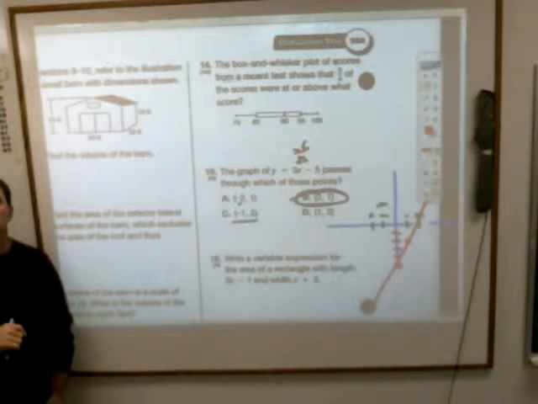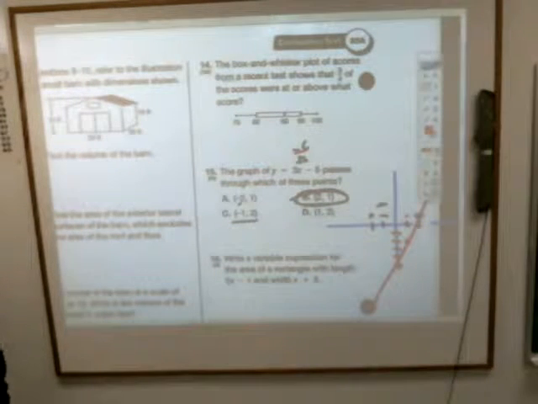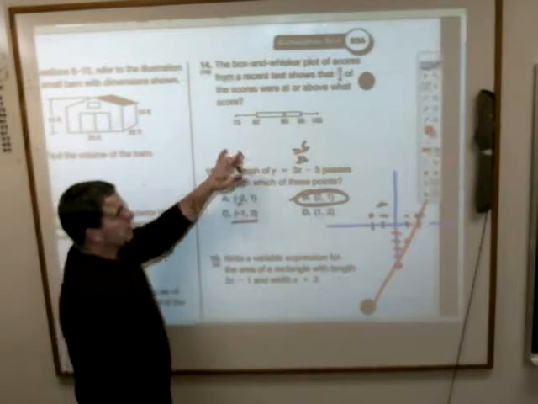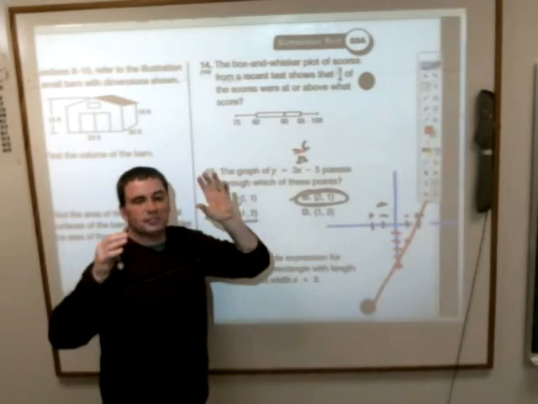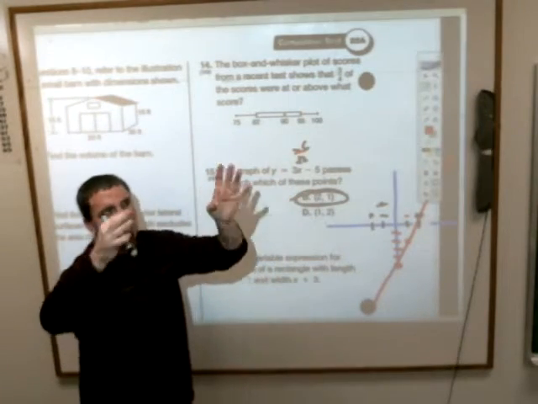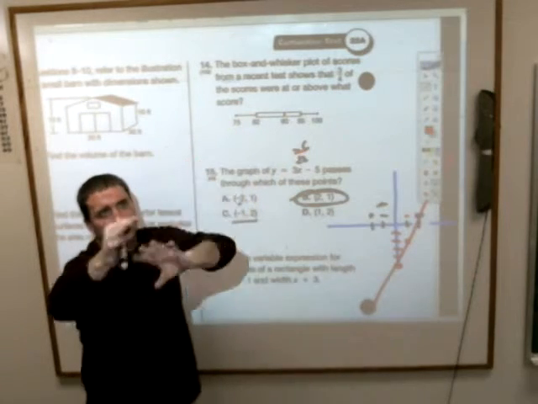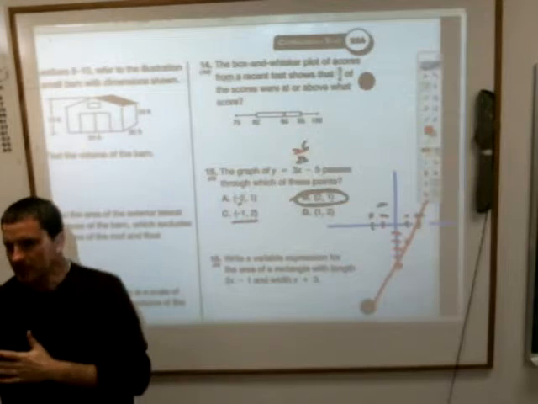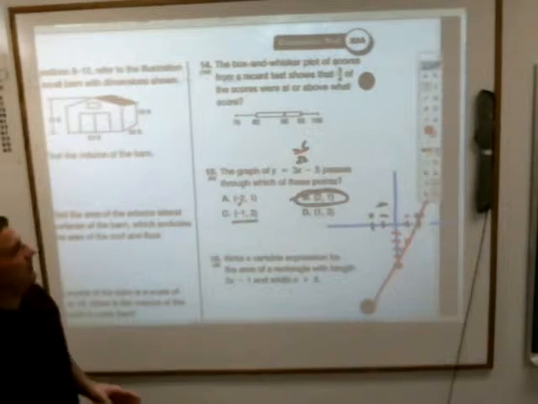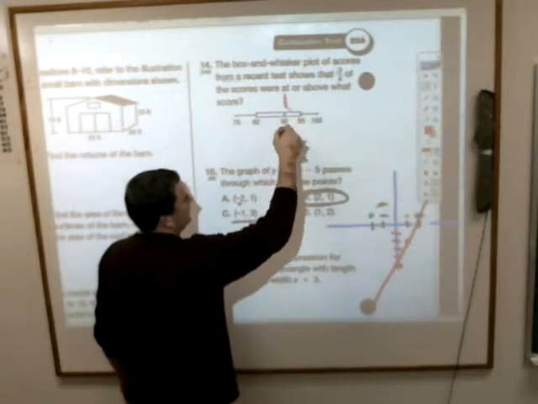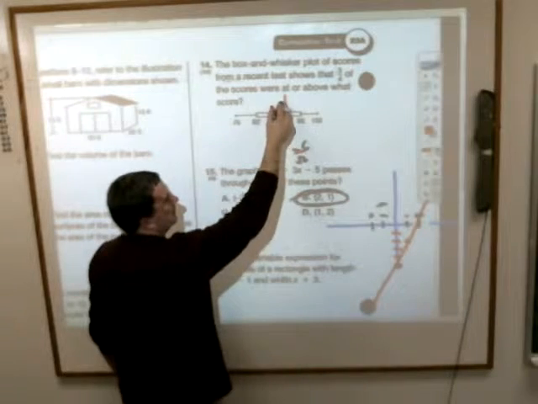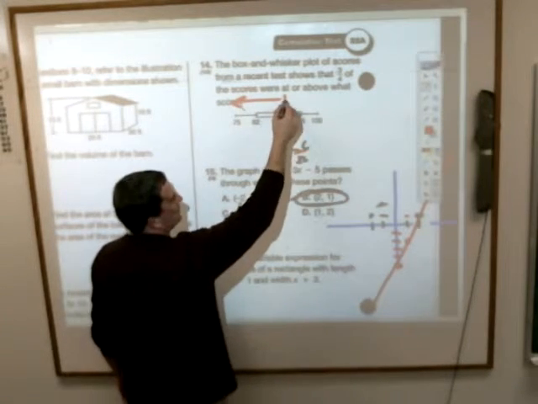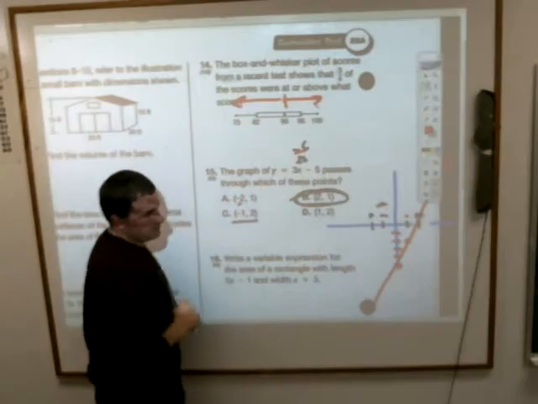In order to do 14, you just have to understand what a box and whisker plot does. When you do a box and whisker plot, you're just separating the values into 4 equal quadrants. Not equal score-wise, but equal number-wise. In other words, at this middle point here, you have half the scores that fall below and half the scores that are above that.